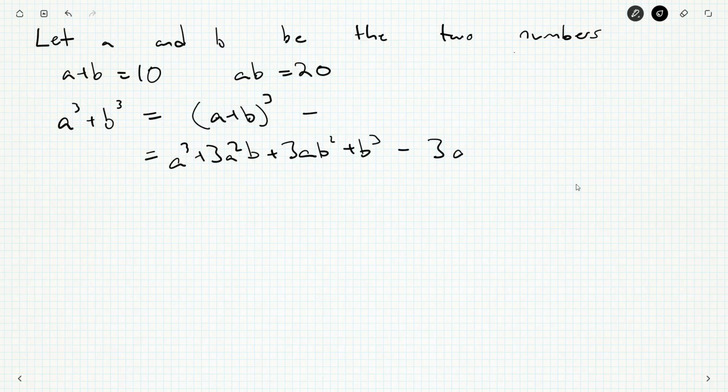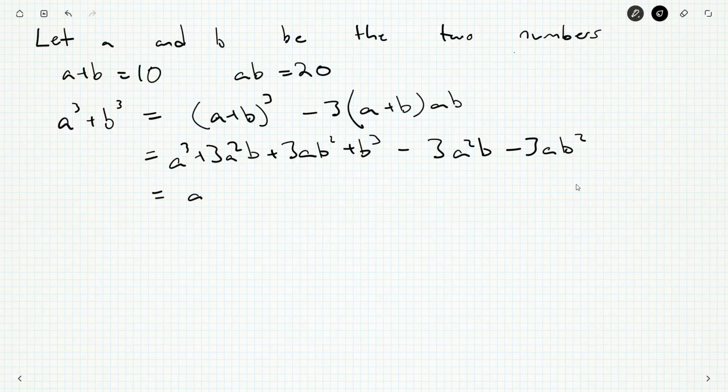We want to get rid of these extra things sitting out here, 3A squared B and 3AB squared, because then we'll just be left with A cubed plus B cubed. But these have squares in them. What are we to do? Well, first we can take out a factor of 3. We can also take out a factor of AB, and we'll be left with A plus B. So we do indeed get A cubed plus B cubed here.